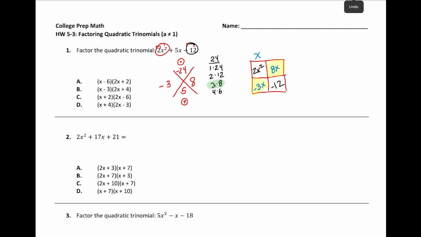The GCF of the second column is going to be 4. Both of these are divisible by 4, but they both don't have an x, so we can't pull out an x as well. So one of the factors is going to be x plus 4. The other factor we'll get from factoring the GCF of the rows. The GCF of the first row would be 2x, and the GCF of the second row would be negative 3. So the two factors here are going to be x plus 4 and 2x minus 3. So for number 1, looks like our answer is D.